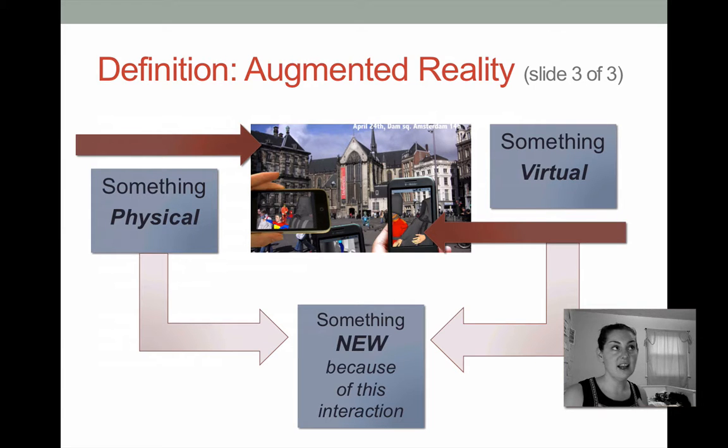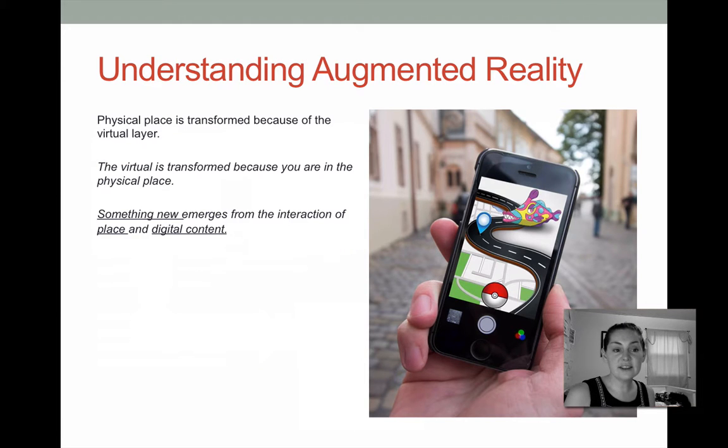It's an inherent connection between these 2 things, such that the road ahead of you is different because you're looking at a digital map that's telling you where you're going, which is very different than not having that information. So there's something else happening when the virtual and the physical come together. Understanding augmented reality, so physical place is transformed because of this virtual layer, the most immediate example, GPS.